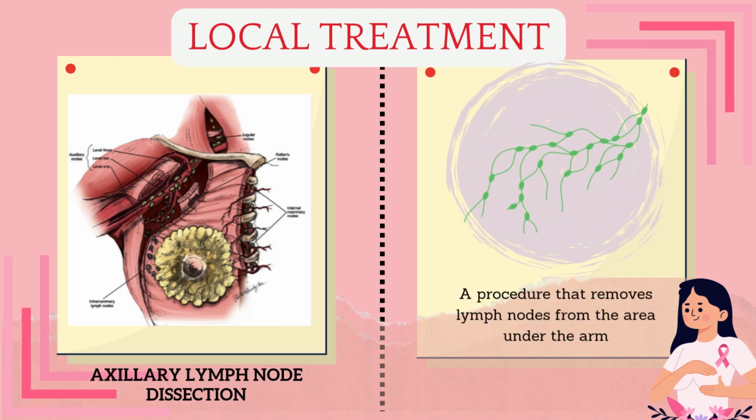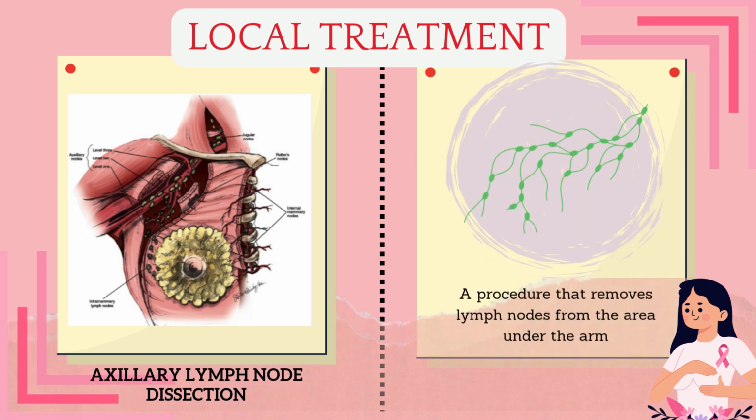Axillary lymph node dissection is a procedure that removes lymph nodes from the area under the arm and checks for cancer spread. It remains a standard initial approach for breast cancer patients who have breast cancer that has spread into the chest wall or biopsy-proven clinically positive lymph nodes.